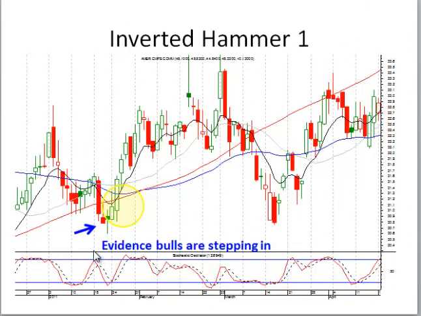As mentioned before, the evidence of the bulls stepping in and closing back lower, it doesn't matter whether the head of that inverted hammer is a bullish white head or a dark. The important factor is the trading range back up into the previous day's trading that got the bears nervous.